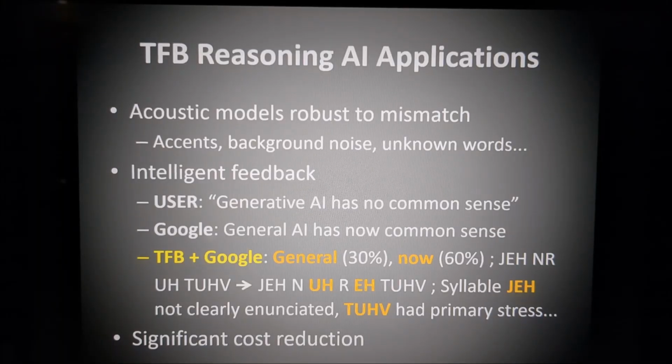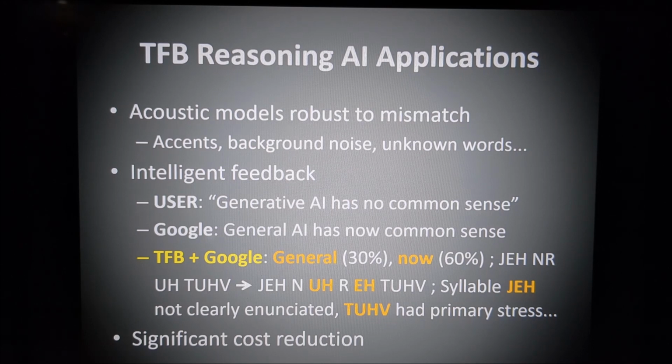So we built an engine around reasoning AI called the TFB engine, and here are some of its applications. First, TFB can be used to build acoustic models that are robust to mismatch arising due to variations in accents, noise, use of unknown words, and so on. Second, using TFB, systems can provide intelligent feedback for 100% task completion.